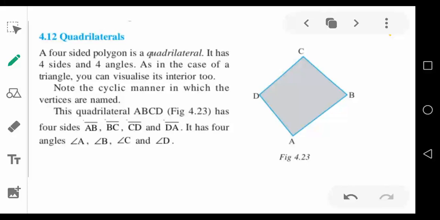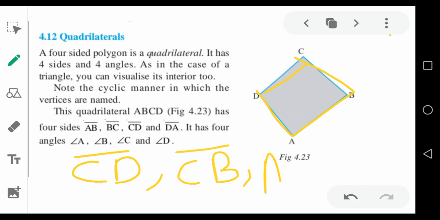So here you can see four sides are there. 1, 2, 3, 4 sides are there. So which are the four sides? Line segment CD, line segment CB, line segment AB, line segment AD. These are the four line segments. Okay, so this is a four-sided polygon. So these are called the sides of the polygon. Okay, so the quadrilateral ABCD.